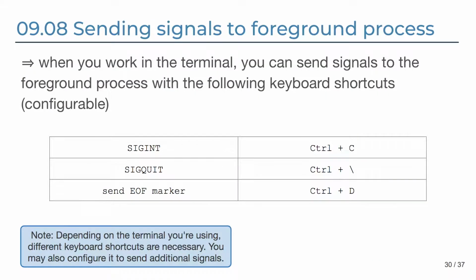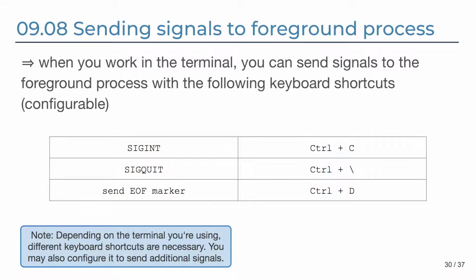And so the cool thing is when we now work with a foreground process in Bash, we can issue certain signals using some key combinations. For example, we can issue our interrupt signal, typically using Ctrl+C. We can issue a quit signal using Ctrl and the backslash.